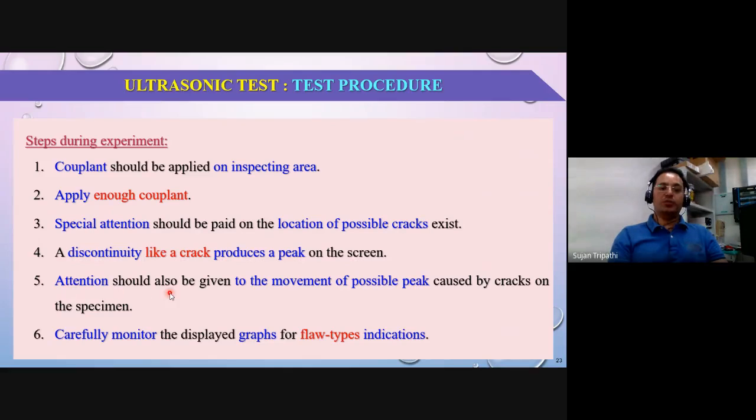And then attention should be given to the movement of the possible peaks caused by the cracks to identify the type of the defects, right? As I showed in the previous slide. And carefully monitor the displayed graphs to predict the flaw type detection.